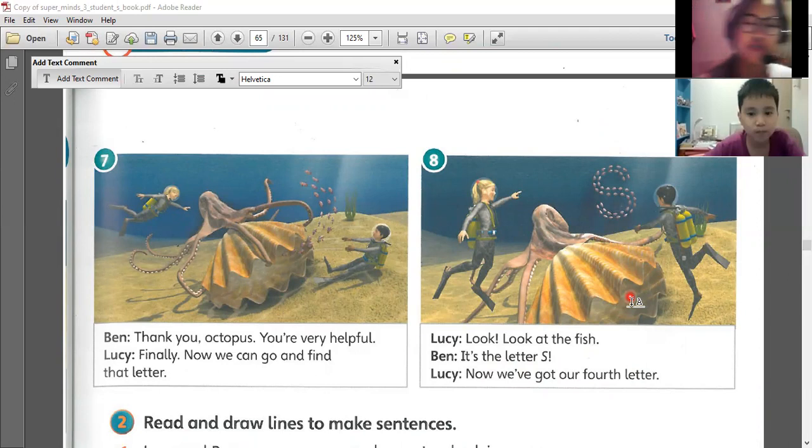Okay, yeah, so the fourth letter is letter what letter? S. Letter S. Okay, so who helped Ben and Lucy to open the shell? Who helped? Octopus, yes, octopus is very helpful. Okay, what happened to Horrocks and Zelda? What happened to them?